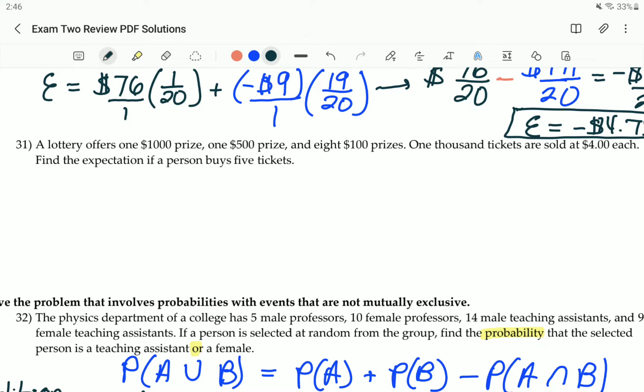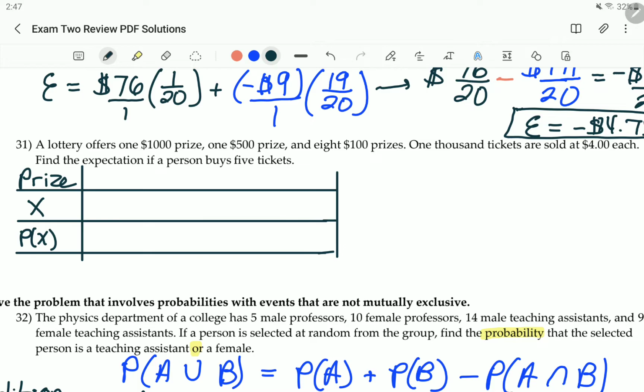Okay. In this question, let's first find the expectation that a person buys 1 ticket. When we find that expectation, we can multiply that by 5. All right, so we have different kind of prizes. So let's have prizes up here. Let's have X for our dollar amount. And let's have P of X for our probability of receiving that amount.